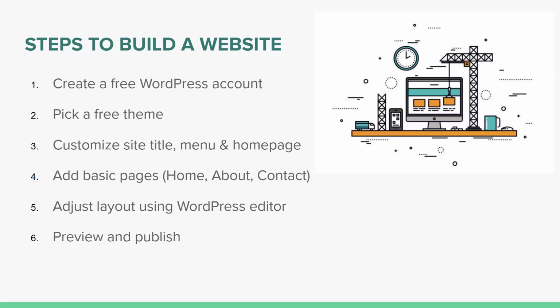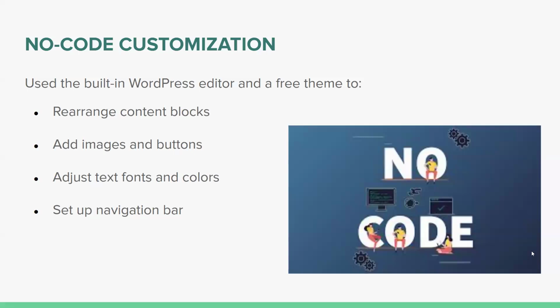Next slide, please. All right, so steps to build a website using WordPress, which is basically a free tool. First off, you create a free account using a free WordPress account. Then you pick a free theme. There are countless free themes on WordPress that you could pick from. And then you customize the site title, menu, and home page. You add your basic pages, the home, the about, and the contact pages, and adjust layouts using the WordPress editor, a very, very helpful tool, by the way. And then you preview and you publish.